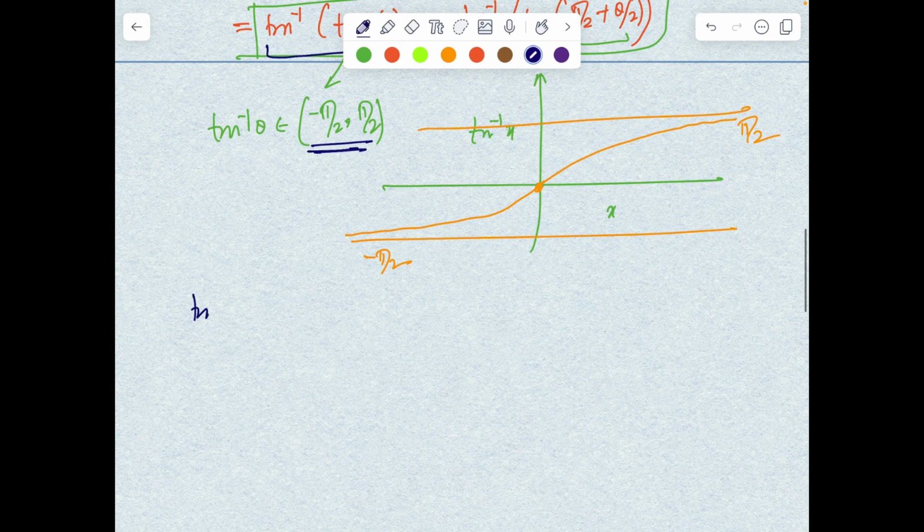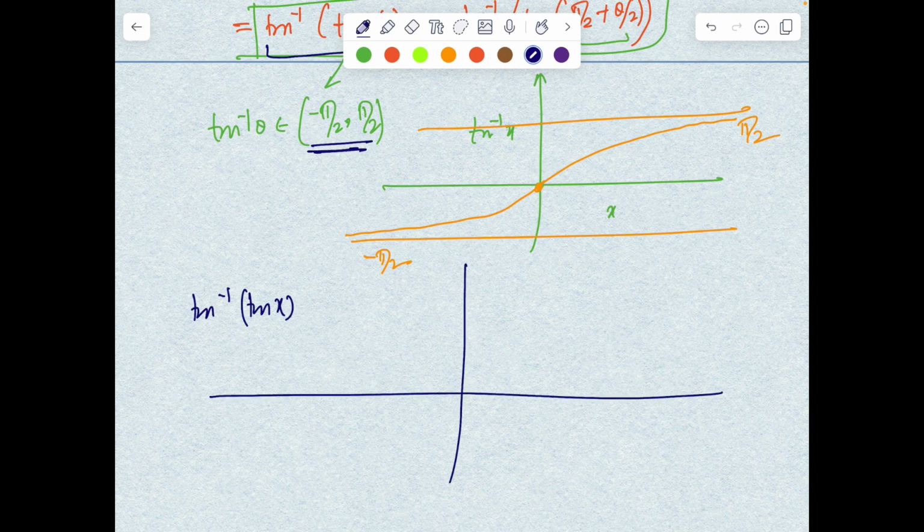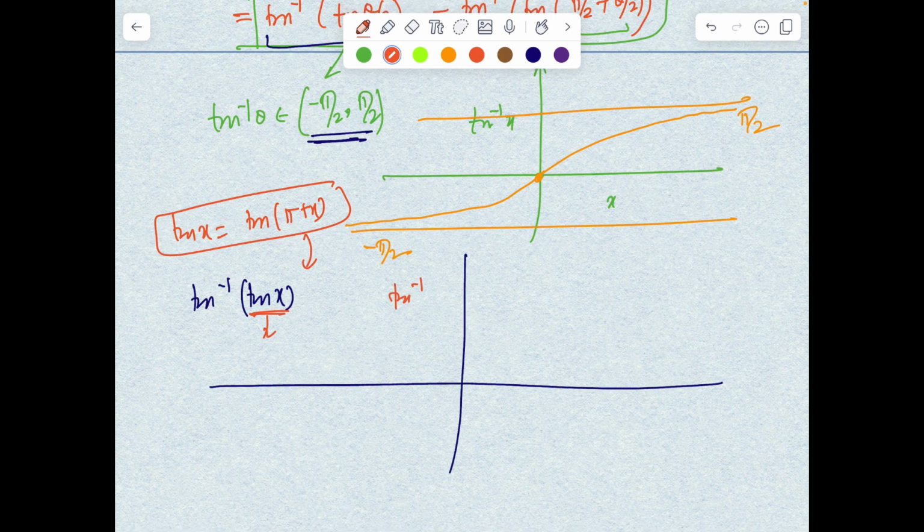So now that gives motivation to think of the graph of tan inverse tan x, and it's not very difficult, because you can see this is periodic with pi, because tan x is going to be the same as tan of pi plus x. So for tan inverse tan x versus x, I can draw the graph in the interval of 0 to pi.